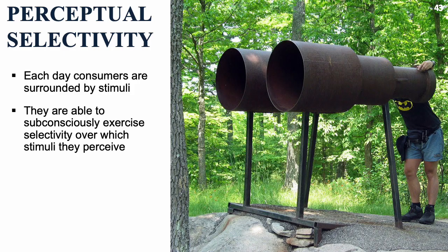So that brings us to the topic of perceptual selectivity. Each day we are surrounded by stimuli, whether it's, I'm sitting in my living room right now, so whether it's my television or the chairs around me, we're surrounded by all kinds of things. And we are able to subconsciously exercise selectivity over what we actually perceive or what stimuli we pay attention to. So you might not pay attention to billboards on the highway, or this might be something you absolutely pay attention to or see out of the corner of your eye. Or if you're like me and you're walking down the street, you pay attention to almost nothing because I'm just kind of focused, I guess.